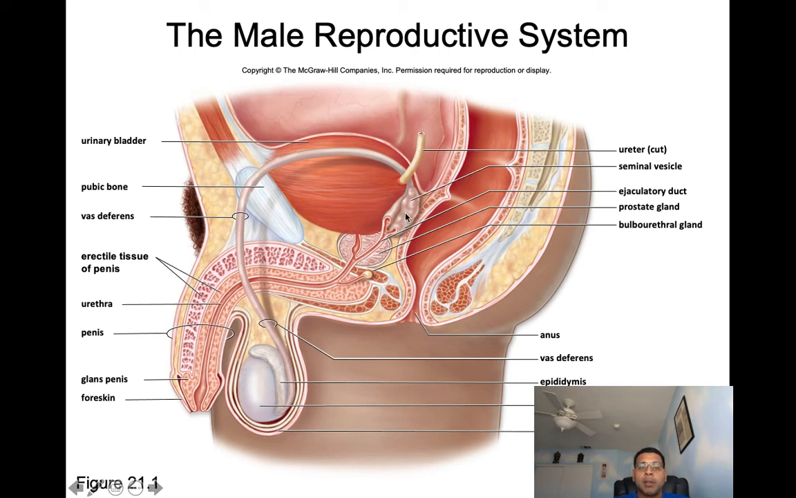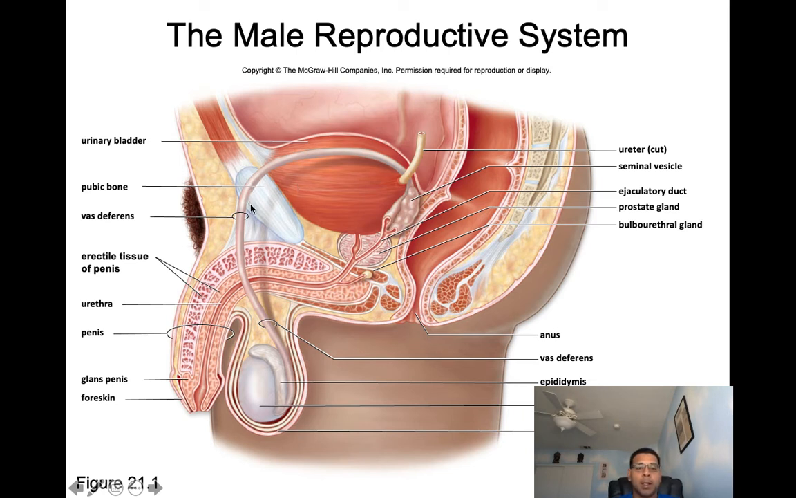And here's the seminal vesicles. Here's one of them. There's two of them, found as a pair. One prostate gland, just one prostate gland, and we have two bulbourethral glands. All right, so the bladder we can appreciate here. So here's that pubic symphysis basically right back in here. And then you can see the bladder is right behind it.